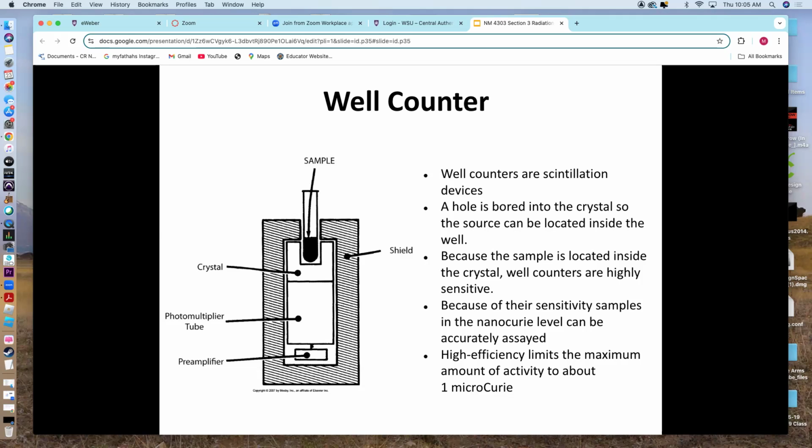Okay, cool. Looks like you guys are talking, I just noticed on the chat, about some of the software you use for doing QC. So yeah, there's a bunch of different types of software that you'll have on your computer for entering all your QC data and keeping track of that. So cool. Okay. All right, let's talk about well counters now.